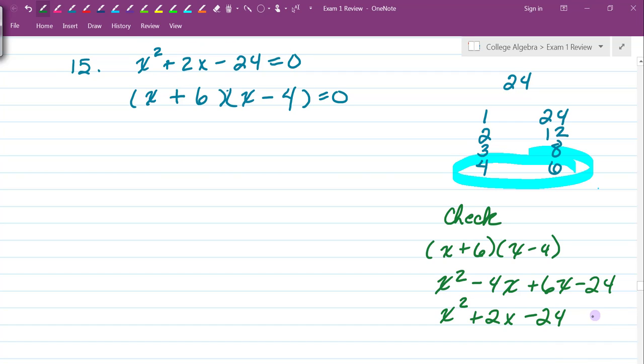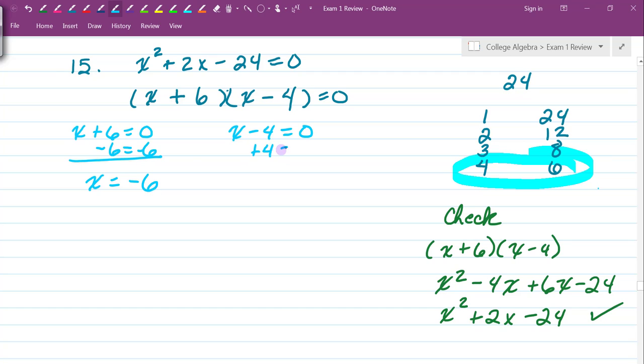Now that we know that we have the correct factors, we're going to set each factor equal to 0. So we end up with x plus 6 is equal to 0, and x minus 4 is equal to 0. And we'll solve for x in both of these. For the first one, we subtract 6 from both sides, and we get x is equal to negative 6. Over here on the right hand side, we add 4 to both sides, and we get x is equal to positive 4.